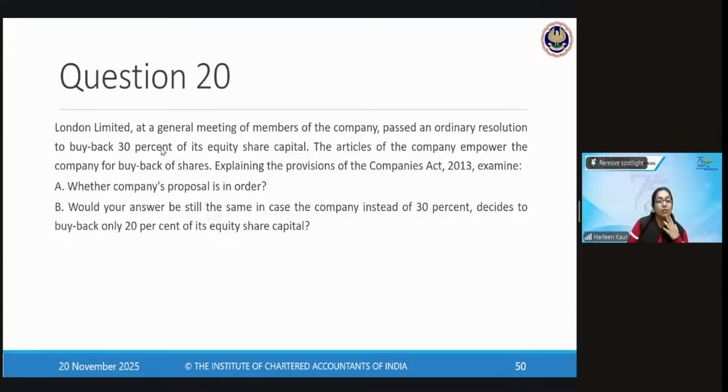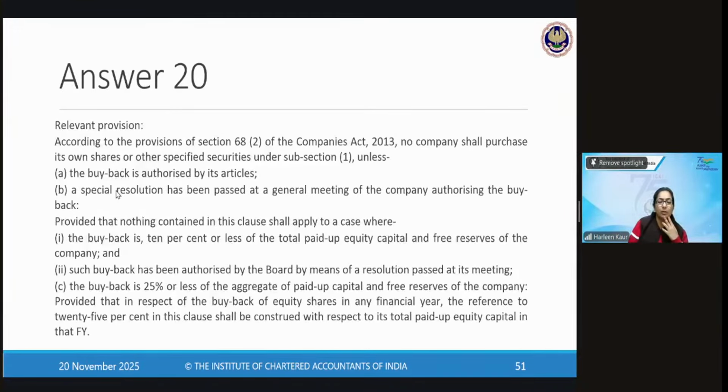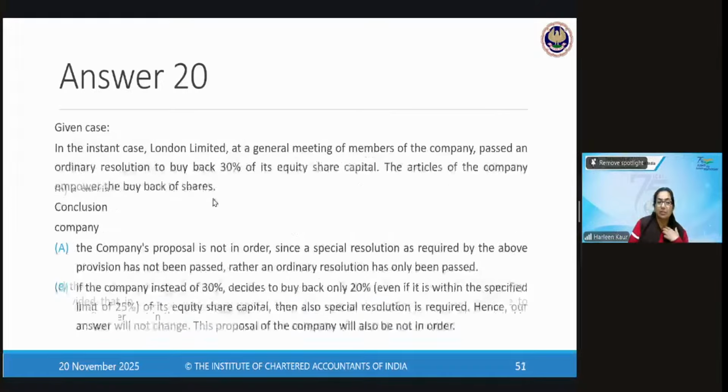London Limited at GM passed an ordinary resolution for buyback of 30% of the equity share capital. Articles empower the company for buyback. Whether the company's proposal is in order, and what will be the answer if it's only buying 20? First, you simply have to write down how the buyback is done. SR is passed, 10% and free reserves have to be used. Buyback is authorized by board resolution. Also, 25% is the maximum limit.